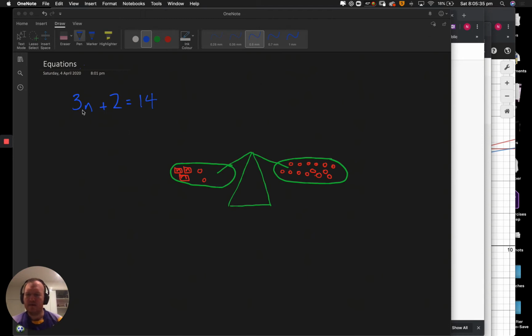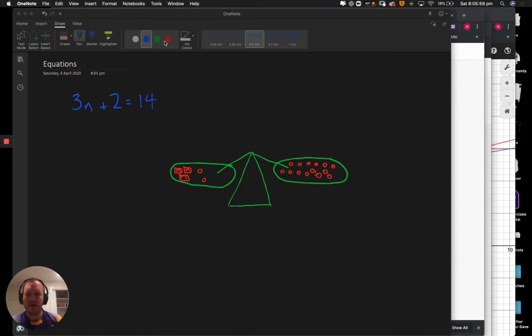So going back to the very basics of equations, what we've got here is 3n + 2 = 14, and what a lot of students struggle with is what this actually means and what we're doing with it here. It's a number sentence, so it's saying 3 times some number, we add 2 to it, and the result is 14. What value is that number taking on?